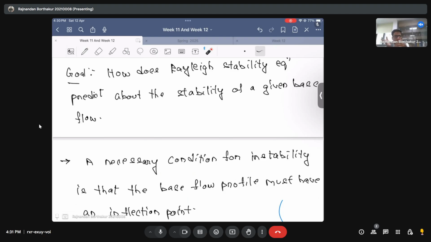If we meet on Monday, we'll discuss more on this Rayleigh inflection point criteria and the questions that I asked. Does it guarantee stability? Are more stability criteria required? And finally, we'll try to see how to solve an eigenvalue problem and end the discussion on this point.